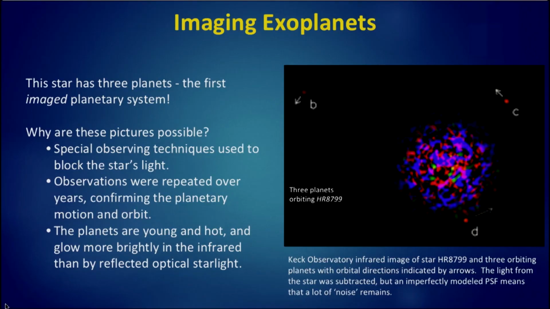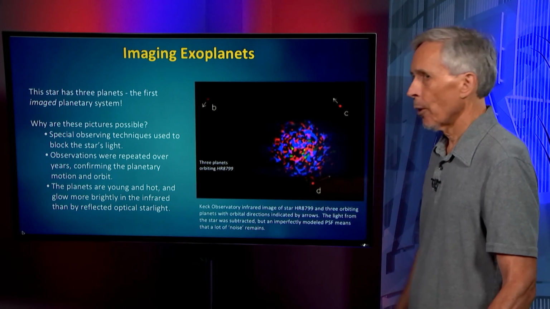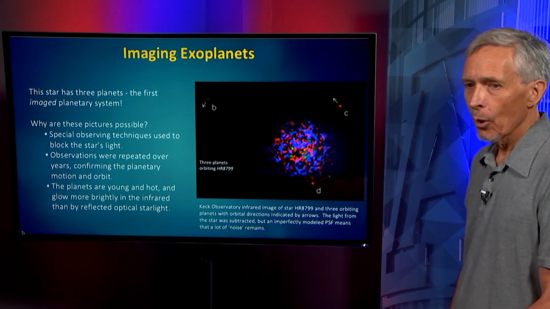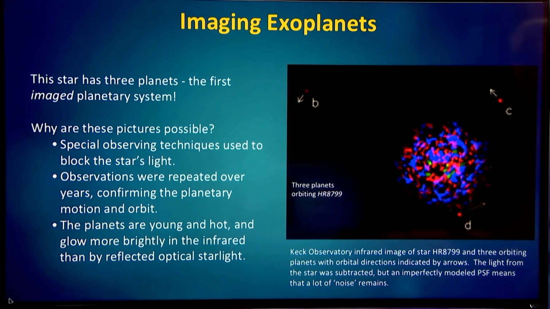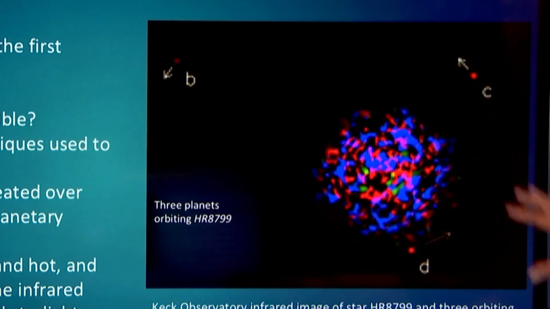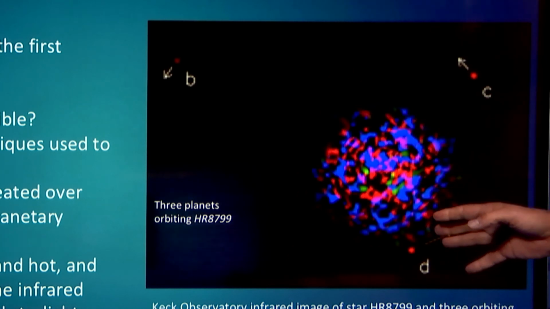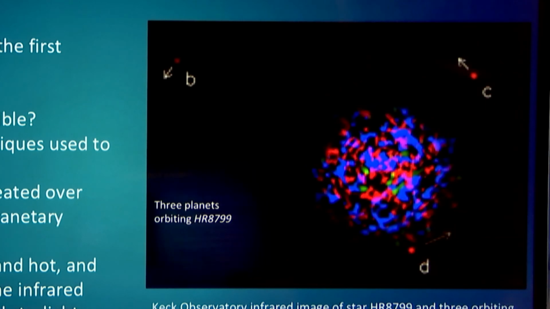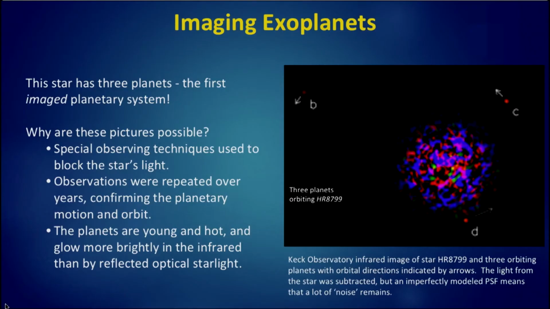Here's another example, this time from the Keck Observatory in Hawaii, 10-meter telescopes working in the infrared, of the star HR 8799, which shows 3 orbiting exoplanets. Suppressing the starlight from the central star, the planets are visible in the infrared. It's imperfectly subtracted, and the residual effects you see are from the imperfect model point spread function of a star. So there's a lot of noise, but the planets are clearly detected.